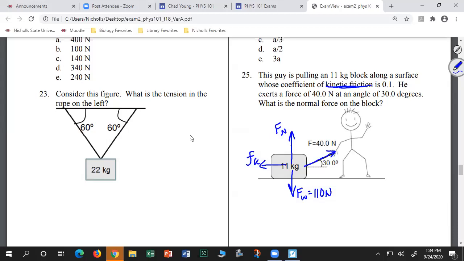The second step is to resolve your vectors. I'll do it over here. I have Fn. I have F sine of 30. F cosine of 30. Fk and Fw.